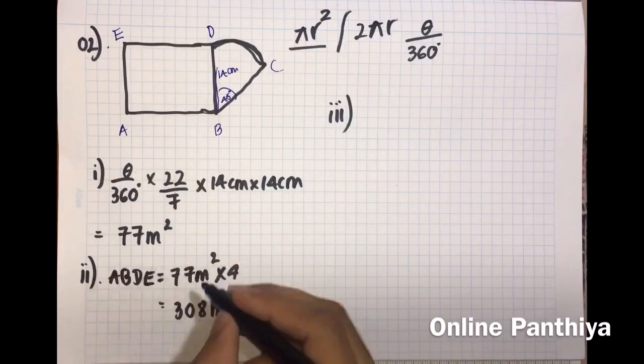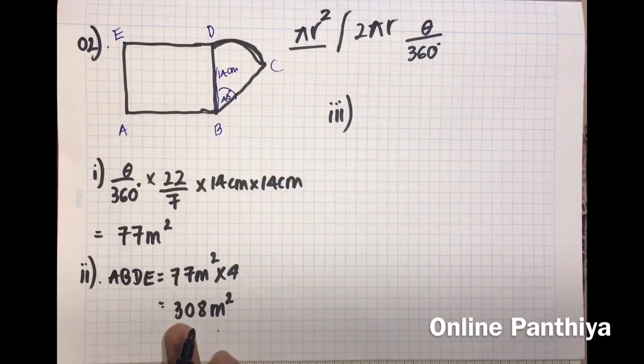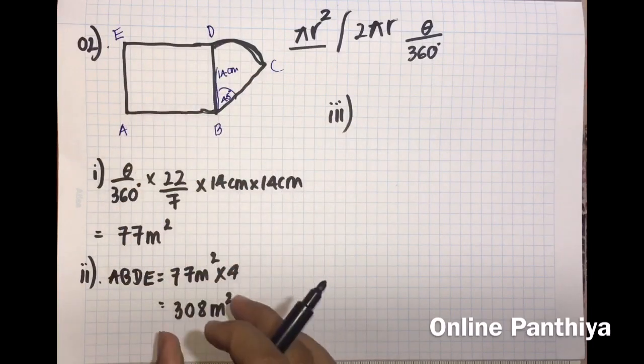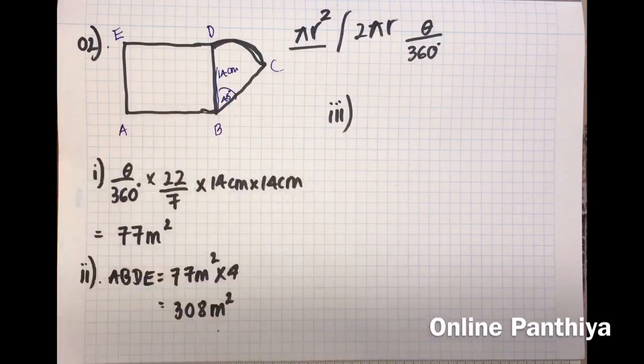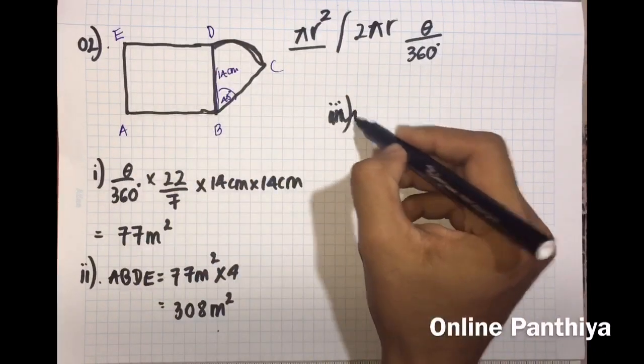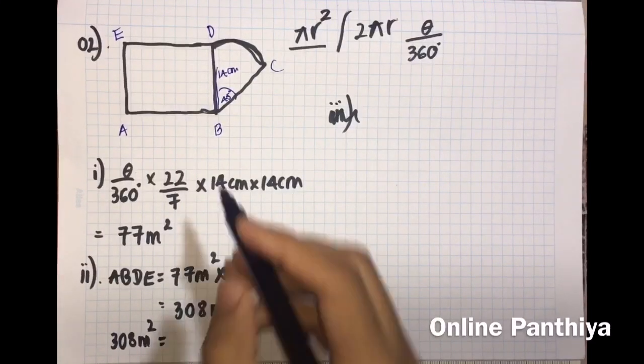Okay, second part, still we have not come to the second part. Second part, it says find the length of AB. Now after finding this, you know this area, right? So you have to find the length of AB. How do you find? Since you know this area, it is a rectangle. So 308 meters squared is equal to length into breadth.